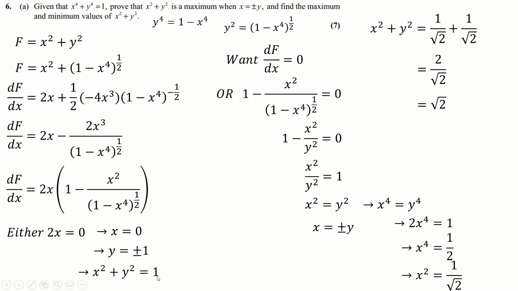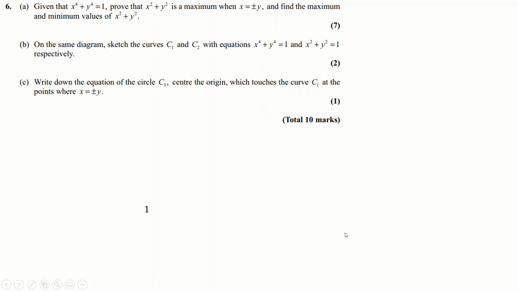That, of course, makes this a minimum when x is 0 and y is plus or minus 1, and this is the maximum when x is equal to plus or minus y. Good.